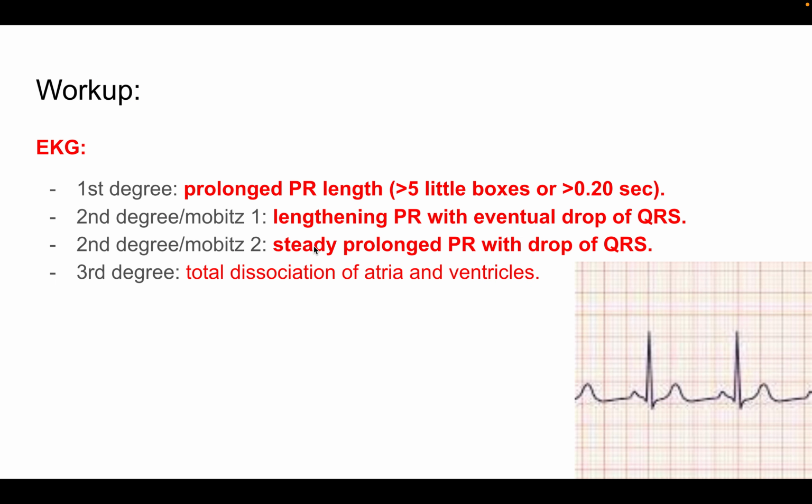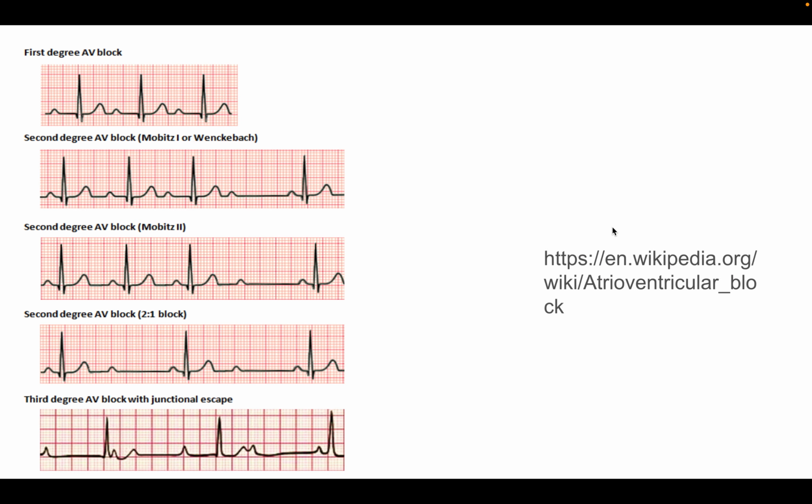Your second degree heart block, Mobitz 1, remember, that's Wenckebach, also known as. And by the way, the boards will say Mobitz 1. It will not say Wenckebach. So you have to memorize this. Mobitz 1 is Wenckebach. And remember, longer, longer, longer, drop, then you have a Wenckebach. So Mobitz 1 is lengthening of the PR interval with eventual drop of the QRS.